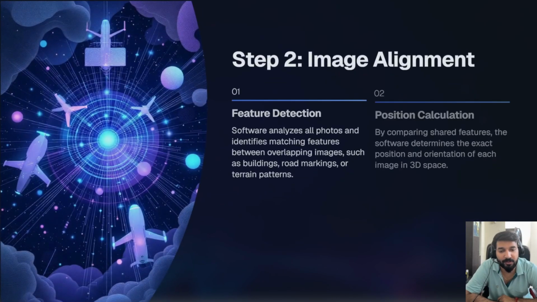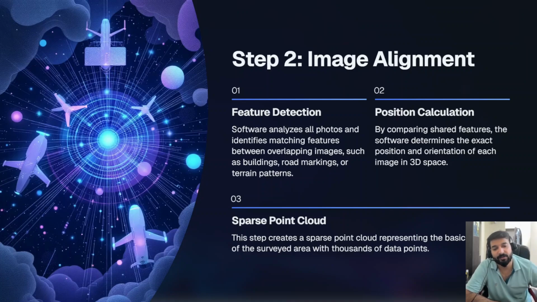Step 2. Image alignment. The next step is aligning the images. During this stage, the software analyzes all the photos and identifies matching features between overlapping images. These could include buildings, road markings, terrain patterns, or other visible elements. By comparing these shared features, the software determines the exact position and orientation of each image. This step creates a sparse point cloud which represents the basic structure of the surveyed area.